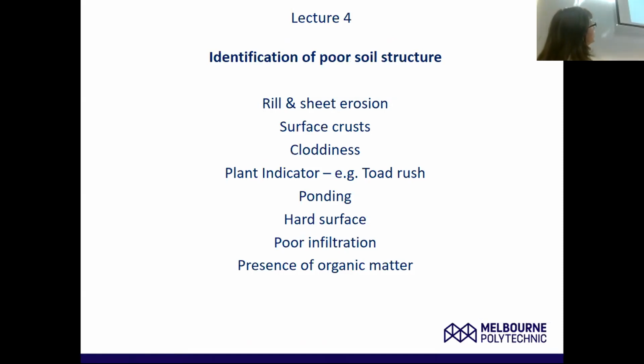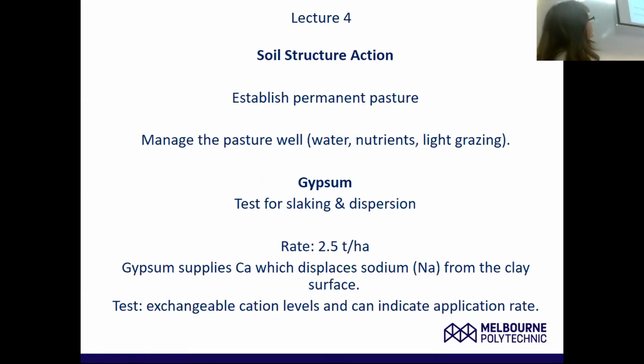You get ponding, you get hard surface and poor infiltration, i.e. we talked about that earlier, so when the rain falls, the water isn't going into the soil profile, it's washing off, and that's no good. And it can also change the presence of organic matter. So a bad soil structure can reduce the effectiveness of your organic matter.